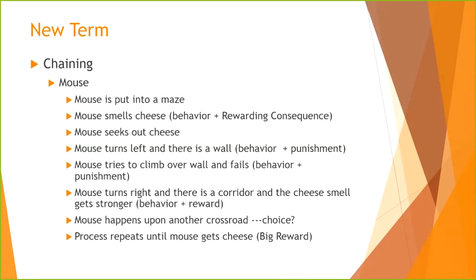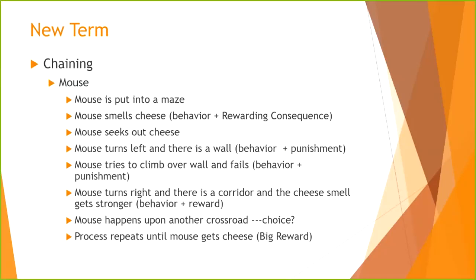So let's think about this with a mouse. When we talk about one behavior leading to another, there's a lot of times in behavior modification, we start out with mice or pigeons. So little Mousie is put into the maze. And if you've ever read Who Moved My Cheese, it's really hard to get that story out of your head when you're going through this scenario, but try to stay with me. The mouse is put into the maze. The mouse smells the cheese. That's a behavior. He smells and he registers that. The rewarding consequence, old Pavlovian thing. He's like, that's cheese. I'm wanting some of that. So the mouse seeks out the cheese. The mouse starts running around trying to find the cheese.